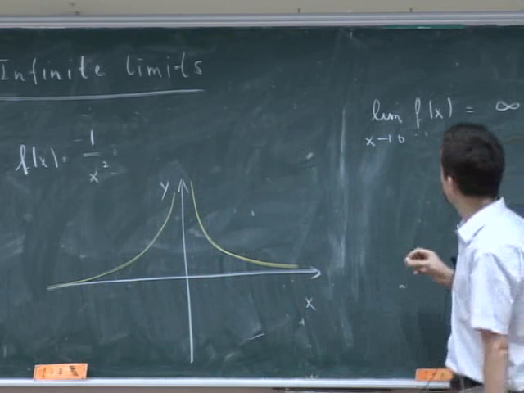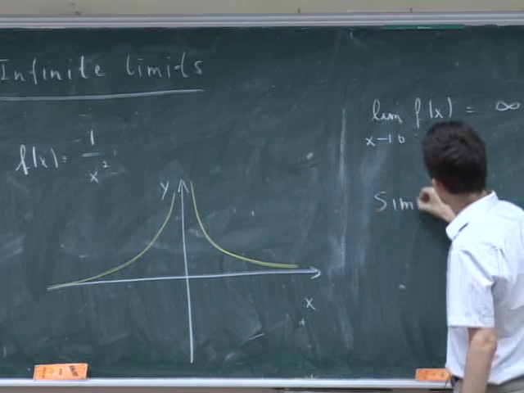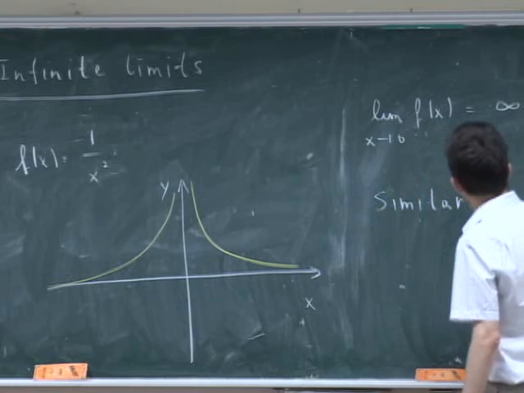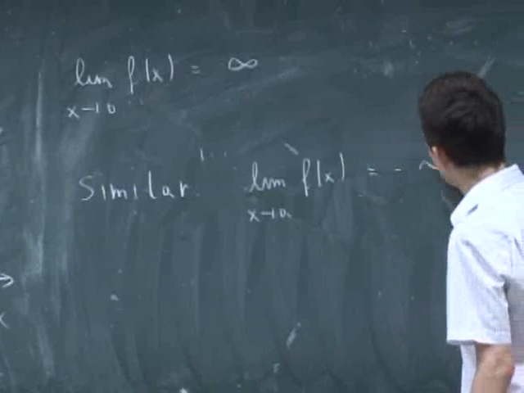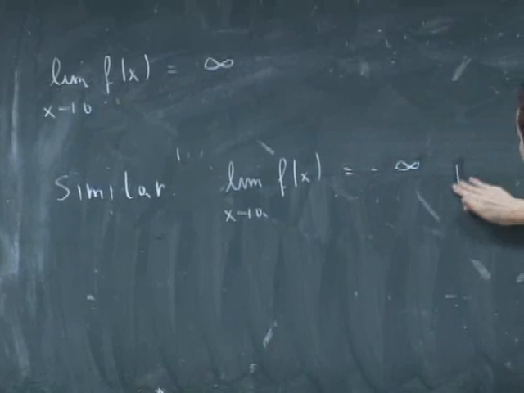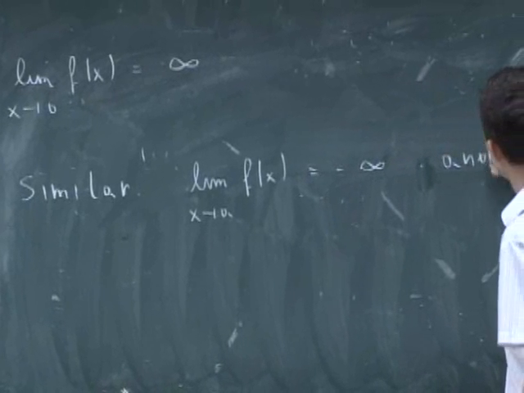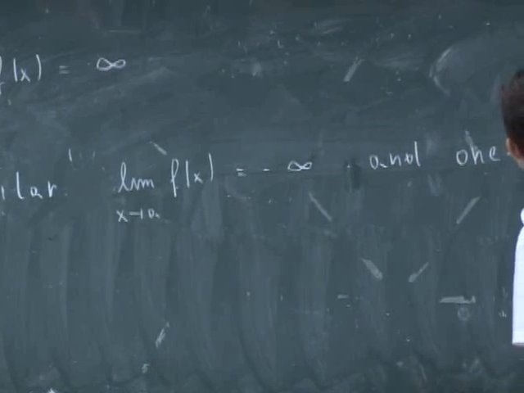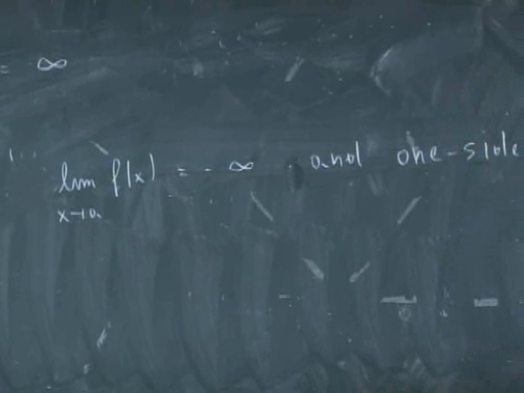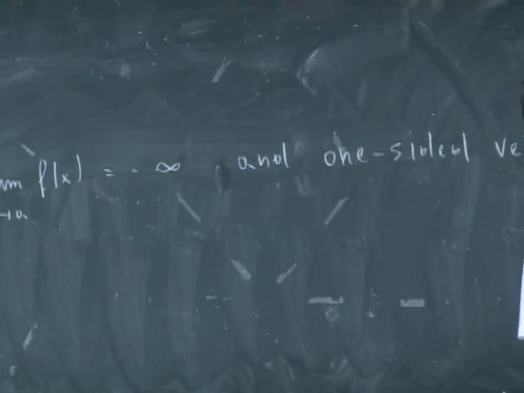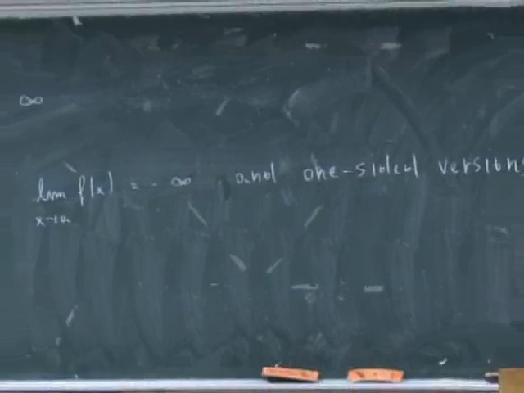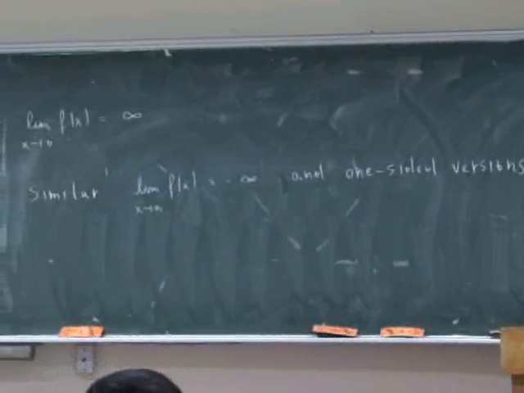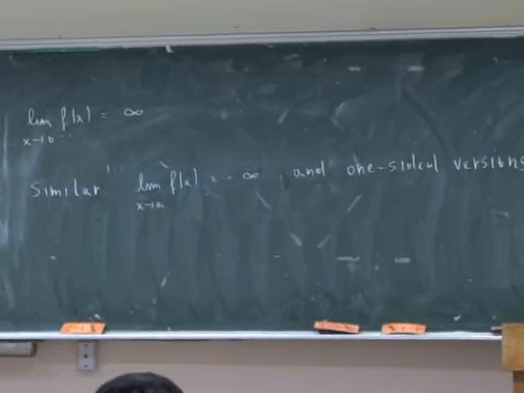Okay, and similarly you can consider the limit of a function f of x as x approaches a is equal to minus infinity, or one-sided versions. Okay, and you know already from high school that this leads to the definition of an asymptote of a function.